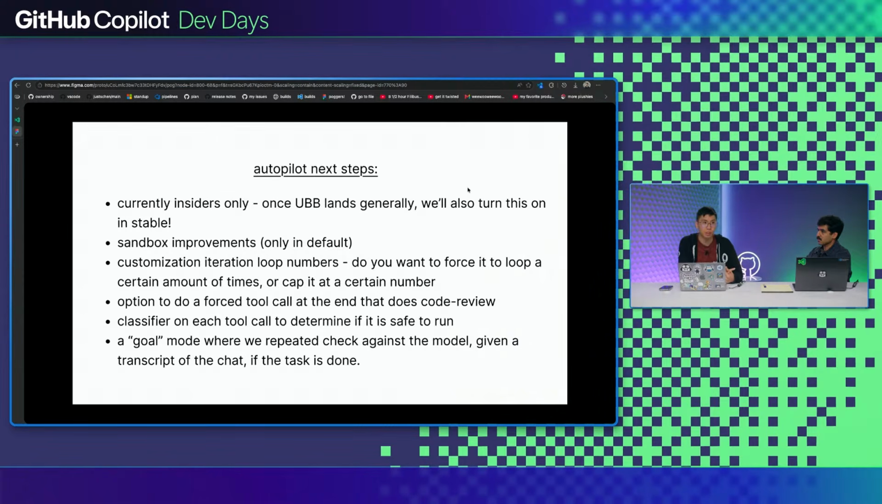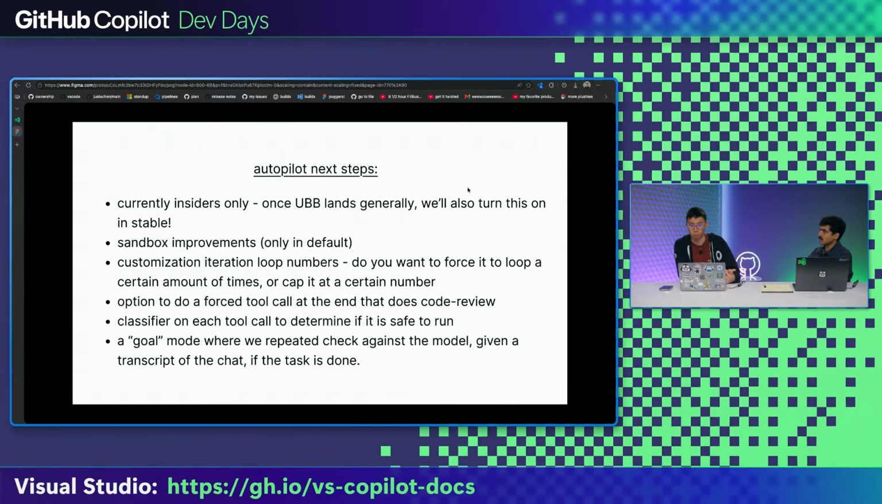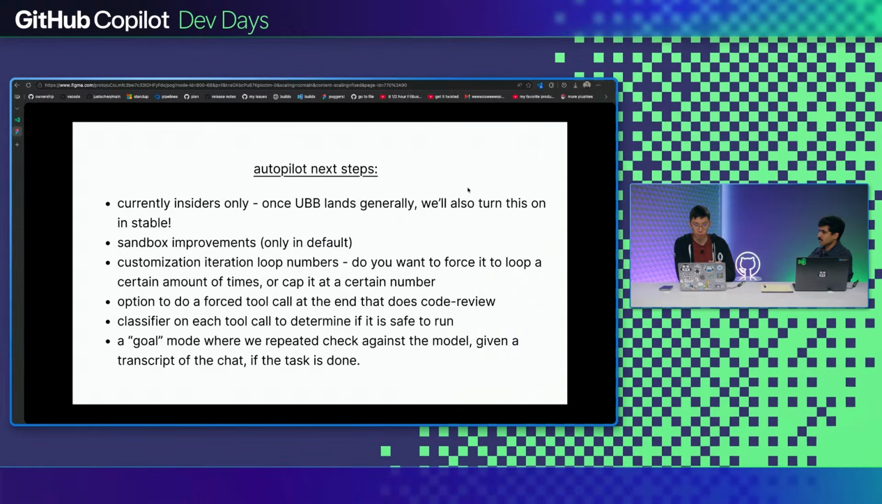So previously we were seeing some people run into issues with sandboxing where in the bypass or auto approval modes, it would run a command in sandbox, but then it would see that it would fail and immediately run it again outside of sandbox because it would be automatically approved. So now we have a couple of better improvements where sandbox is now only in default. As I talked about before, some customizations on the iteration loop numbers.